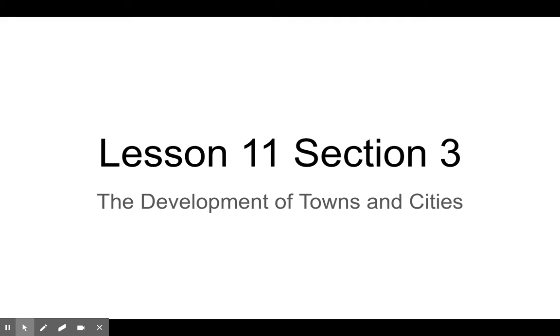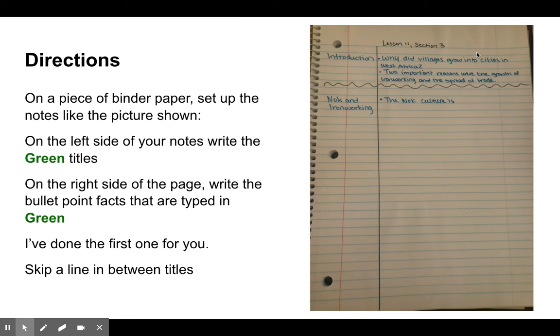Okay. Today, we're covering Lesson 11, Section 3, the development of towns and cities in West Africa. For the directions, you'll need a piece of binder paper, and on it, set up your notes like the picture shown. You're going to use your pencil to draw a line all the way down the paper from the top to the bottom, but that line needs to be more centered on the left-hand side of the paper than on the right. I use a rule where I put my fingers on the red line and use a 2-finger width to draw my line straight down, and I'll show you how to do that during class live. The title on your notes today needs to be Lesson 11, Section 3.